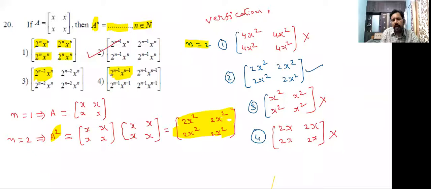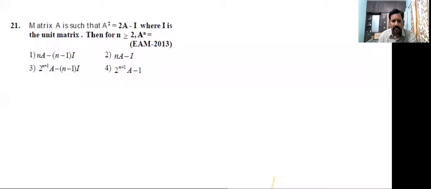Verification method: substitute the n value in the options. Which option gives the A square value? That is the correct method. See the 21st question.